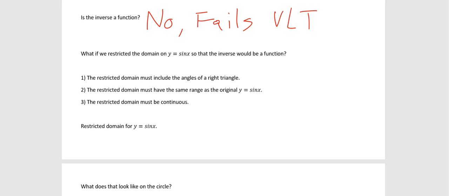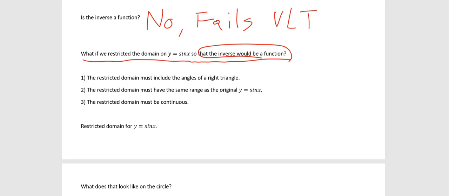Yes. What if we restricted, okay, so here's an important question. What if we restricted the domain on the sine function so that the inverse would be a function? That is critical. We're trying to make the inverse a function. But right now we have a problem with the domain of the original sine function. So what if we could cut the domain of the original so that its inverse would be a function?